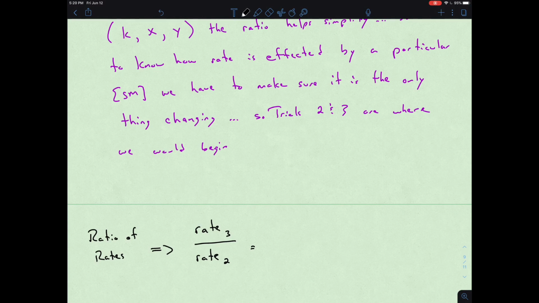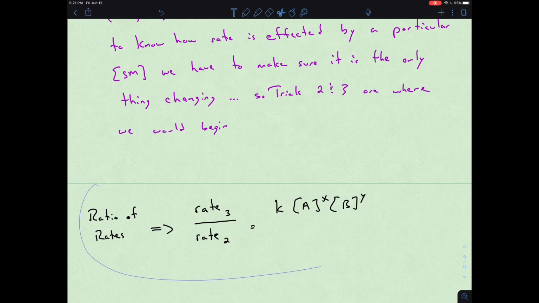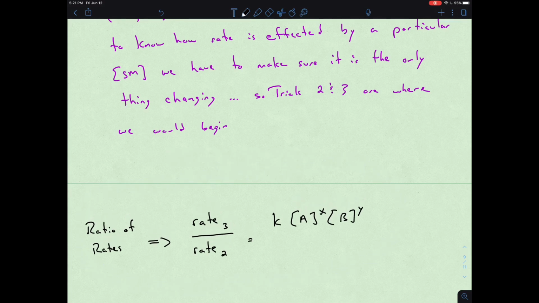Well, that's just, using what we had talked about before, that the rate is equal to little k times the concentration of A to the x power times the concentration of B to the y. And we could be a little more specific and say that those concentrations would be from the third trial. What's the rate of 2 equal to? Well, that's equal to k times A to the x times B to the y as well, with those concentrations then being for the second trial.